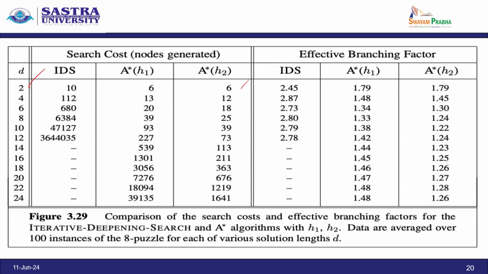Proceeding in this way for d equal to 4, 6, 8, 10 and so on up to 24, we have no values for IDS from 14 to 24, whereas we have data for A star with H1. So for various solution lengths d, the search cost as well as the effective branching factor can be determined, and this is a comparison of both, with data averaged over 100 instances.